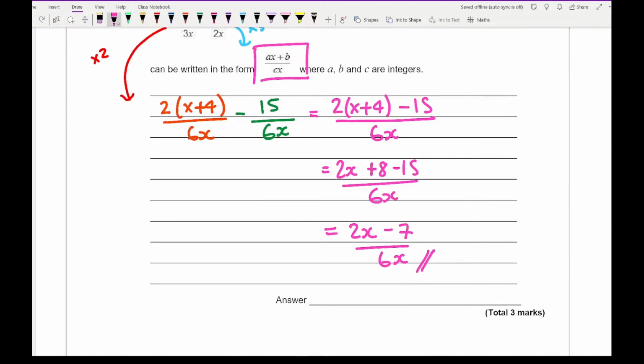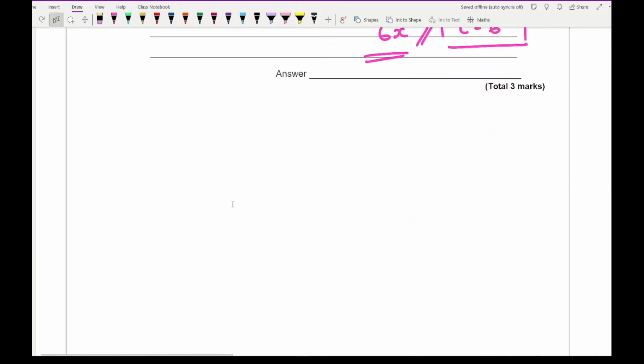Now, just be mindful that here, a is equal to 2, b is actually, although it's a plus in this, for us it's minus 7, and c is 6. And again, if it did ask for a, b, c values, then that's what I'd give, but I'm happy to leave it in its fraction form.